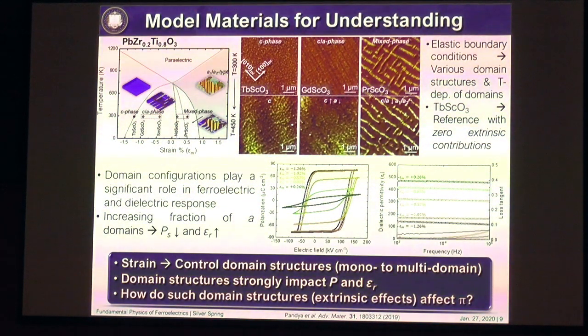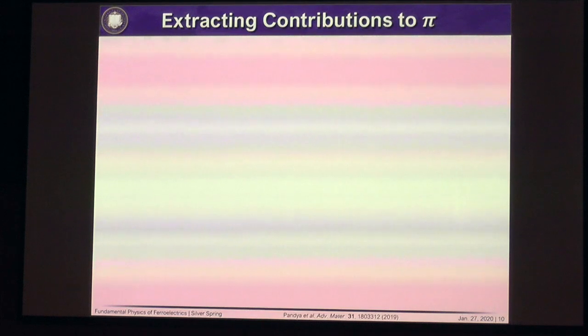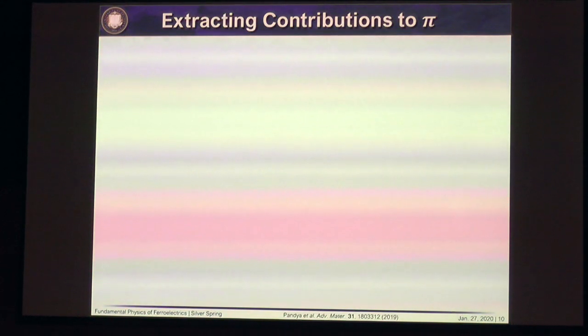So we use strain to control the domain structures. We can go from monodomain to these complex multi-domain structures. The domain structures strongly impact properties like polarization and dielectric response. How do they affect pyroelectric response in these materials? And in particular, what are the domain wall structures, the domain structures contributing?